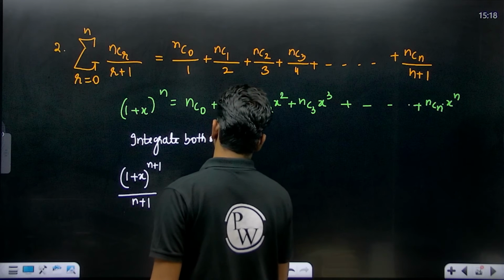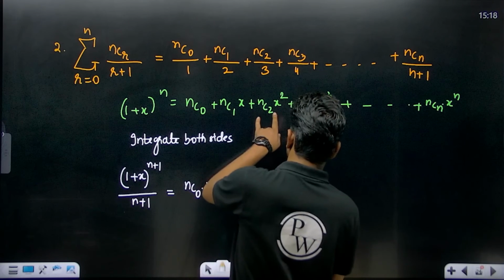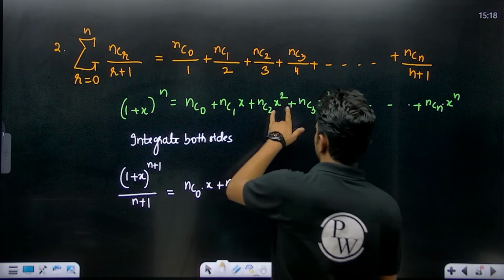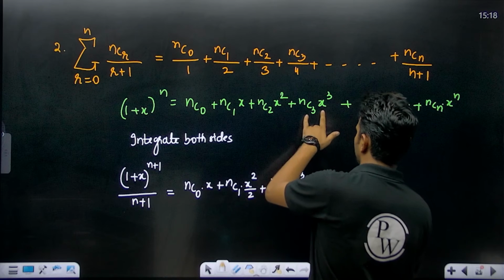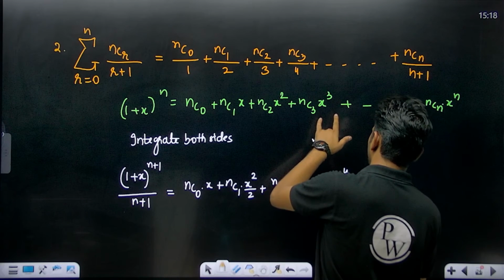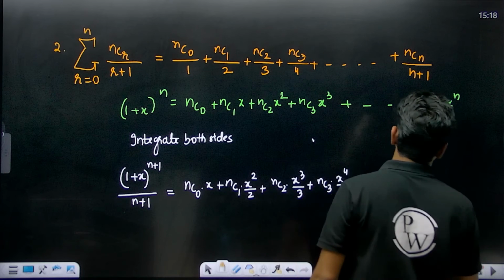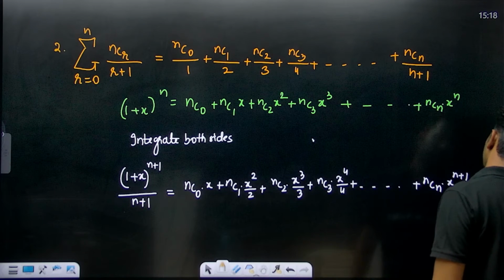nC0·x + nC1·x²/2 + nC2, this is a constant, times what is the integration of x²? It is x³/3. What is the integration of this? nC3 is a constant, will come as it is, and x⁴/4. So and so on. If you proceed, then what you're gonna have is this particular thing.